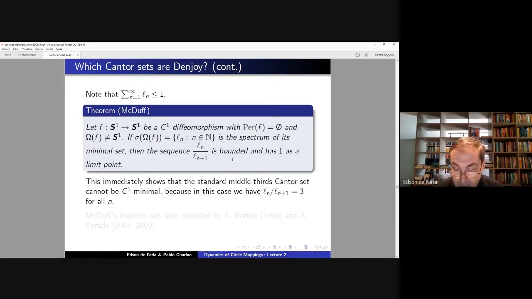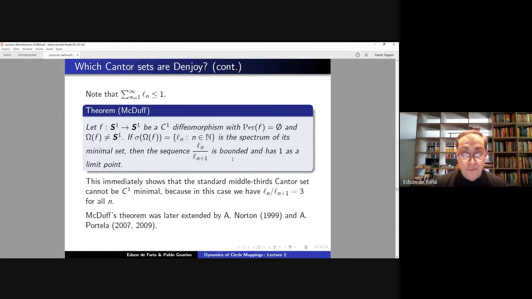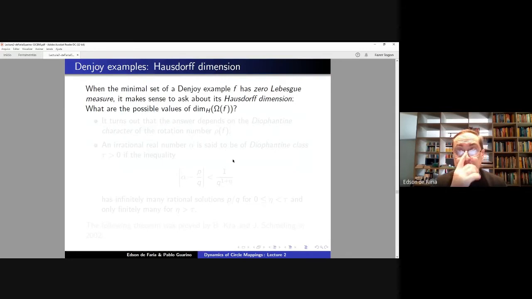So this result by MacDuff was later extended by Alec Norton and also by Aldo Portela. These results are extensions in the sense that they rule out more Cantor sets as possible C1 minimal sets. So that's the situation. Not all Cantor sets appear as C1 minimal sets, but you can also investigate the problem from the point of view of other geometric properties, such as the Hausdorff dimension.